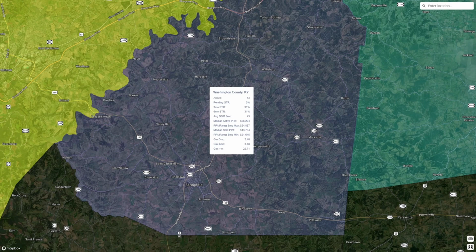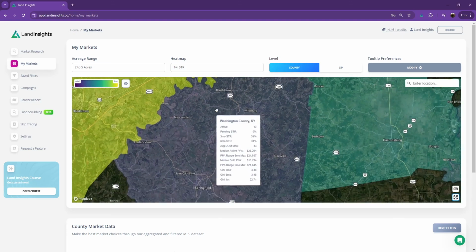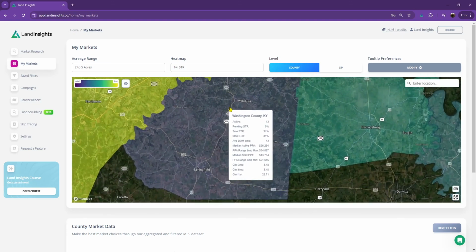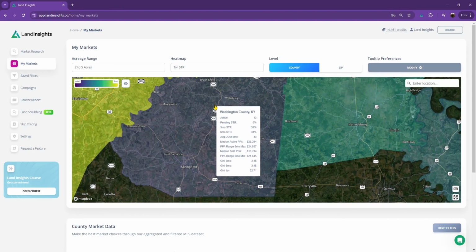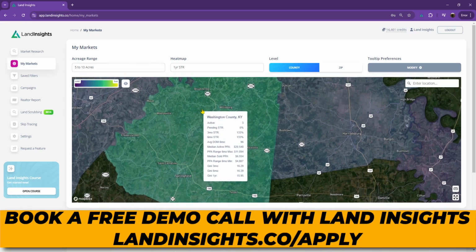But if the median is 13K per acre, we're a little off on where we need to be for those active properties to sell pretty fast. So I might not be looking to cut something down to 2 to 5 acres specifically because I don't see a crazy amount of demand here.